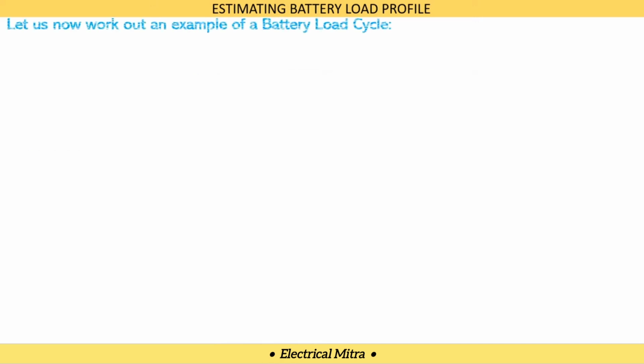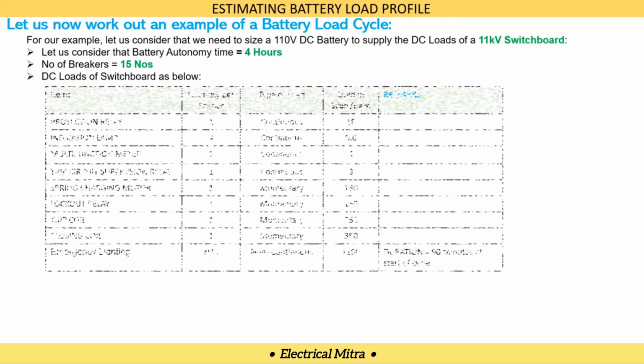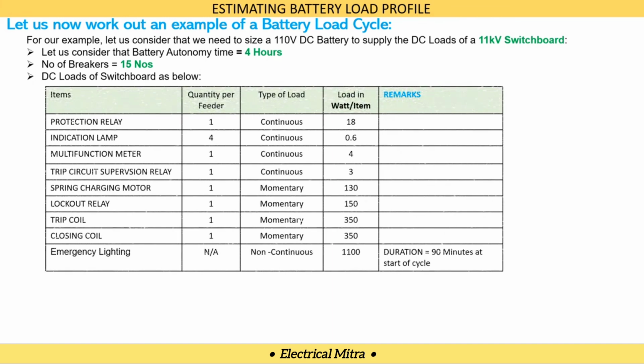Let us now work out an example of a battery load cycle. For our example, let us consider that we have to size a 110 volt DC battery to supply the DC loads of a 11 kV switchboard. The battery autonomy time is considered as 4 hours. Number of breakers in our example is 15 numbers, and the DC loads of the switchboard are as given in the table below.